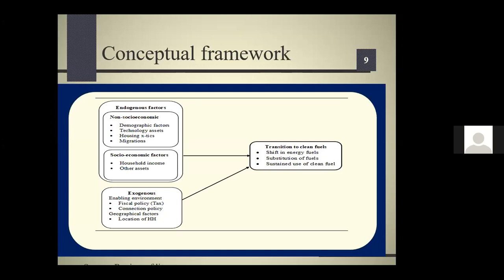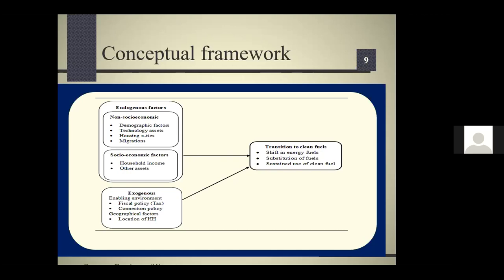And these are the demographic factors, technology, or the ownership of technology assets, especially related to energy. And the other housing characteristics that I've already mentioned in the statement of the problem, that is the nature of the housing, the kitchen space, the tenure system, and so on. If we integrate all these characteristics together, they should be able to influence the transition to clean energy fuels. In these endogenous factors, we have both the non-socioeconomic and the socioeconomic.